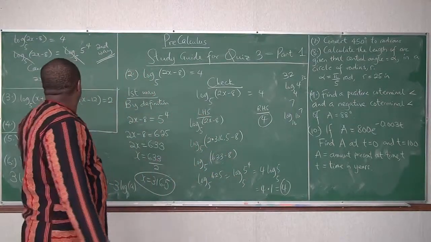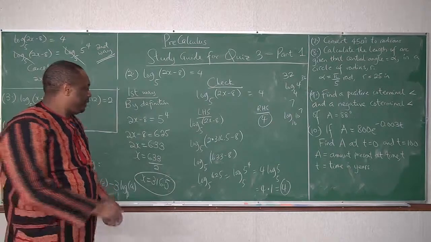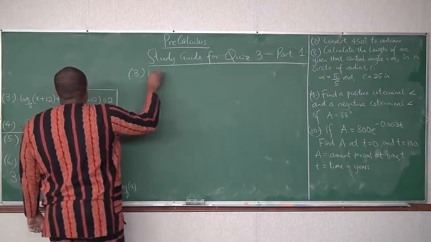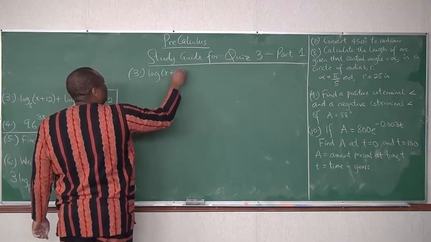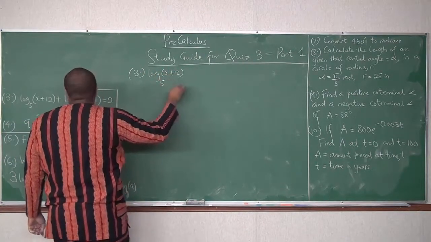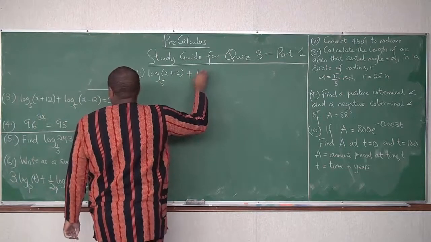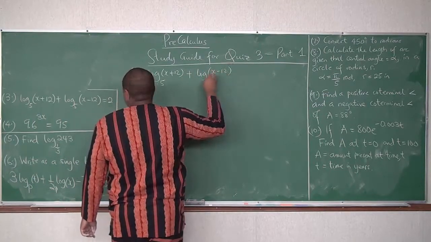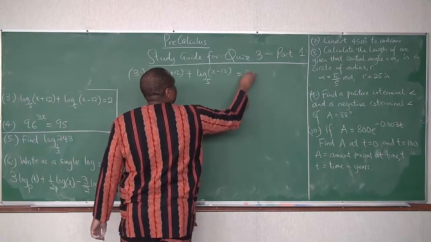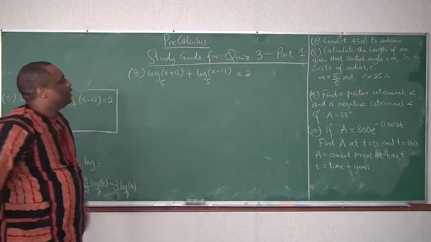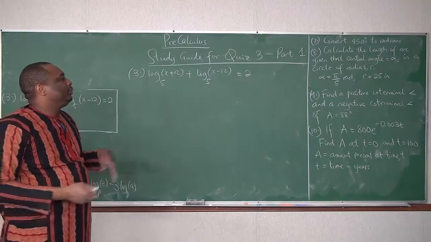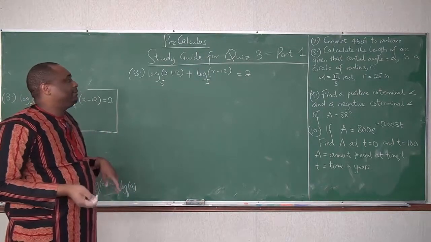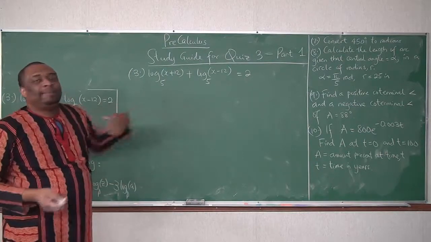Now, question 3. We have log x plus 12 to base 5 plus log x minus 12 to base 5 equal to 2. You can do this two ways, by law of logarithms and by definition.